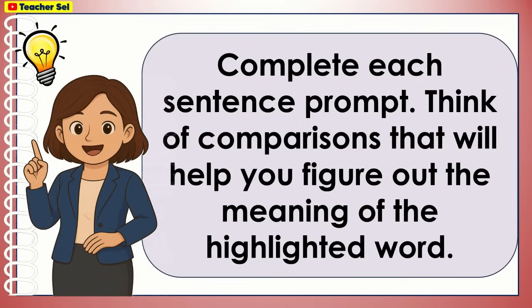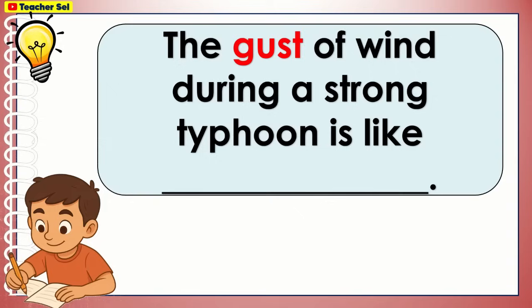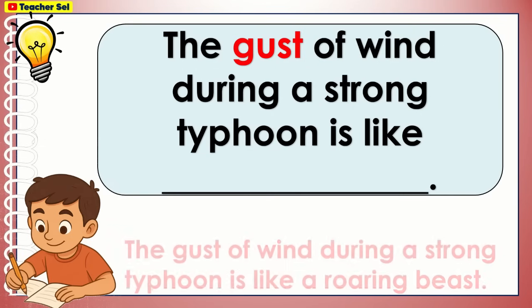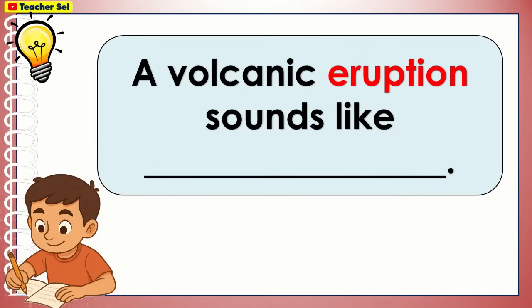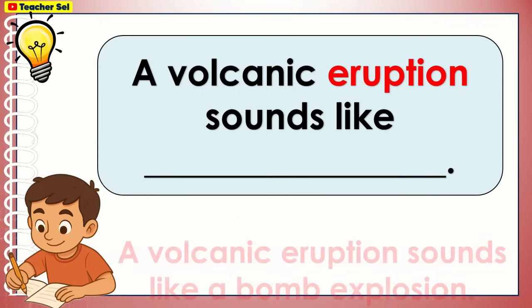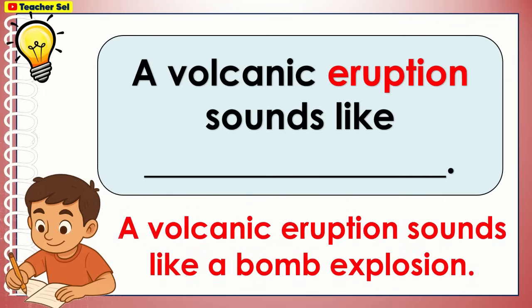Complete each sentence prompt. Think of comparisons that will help you figure out the meaning of the highlighted word. The gust of wind during a strong typhoon is like blank. You're right, the gust of wind during a strong typhoon is like a roaring beast. A volcanic eruption sounds like blank. A volcanic eruption sounds like a bomb explosion.